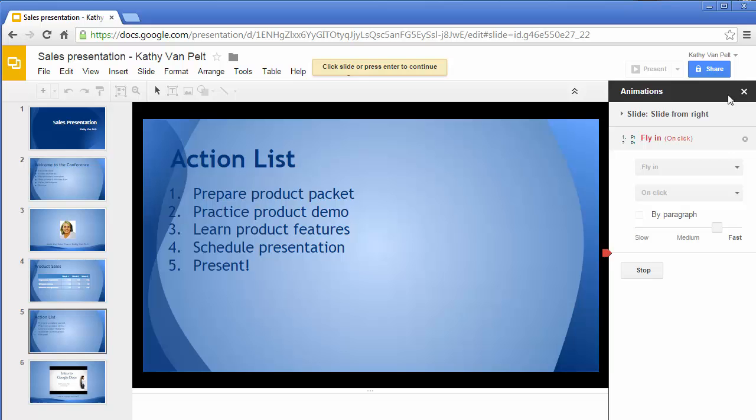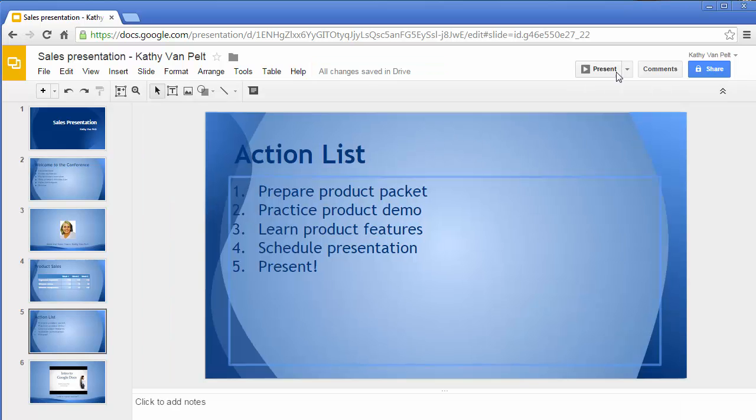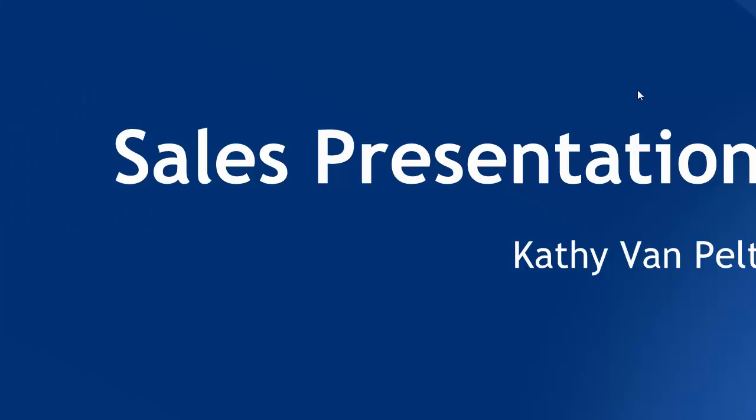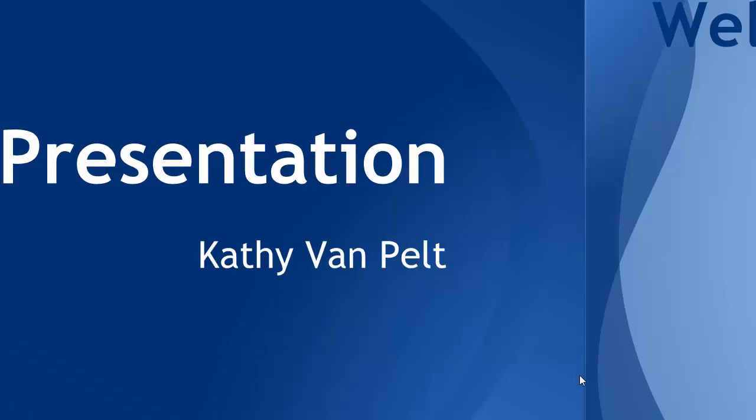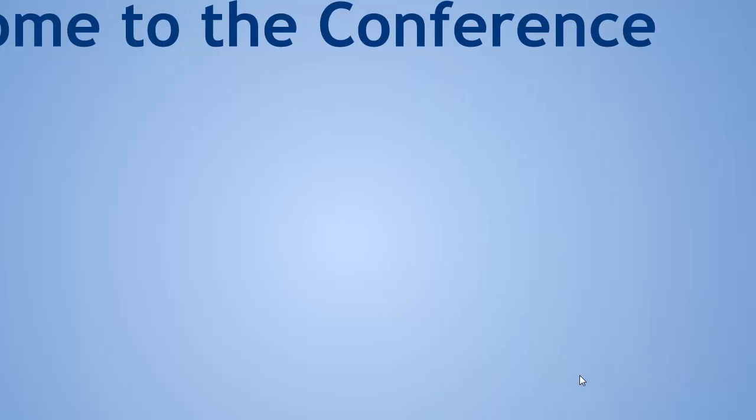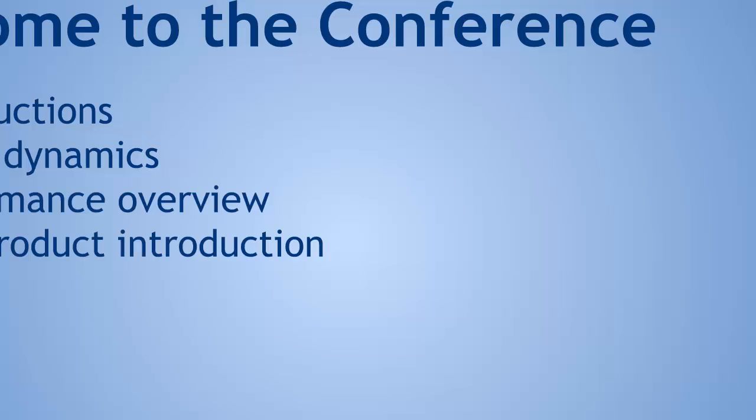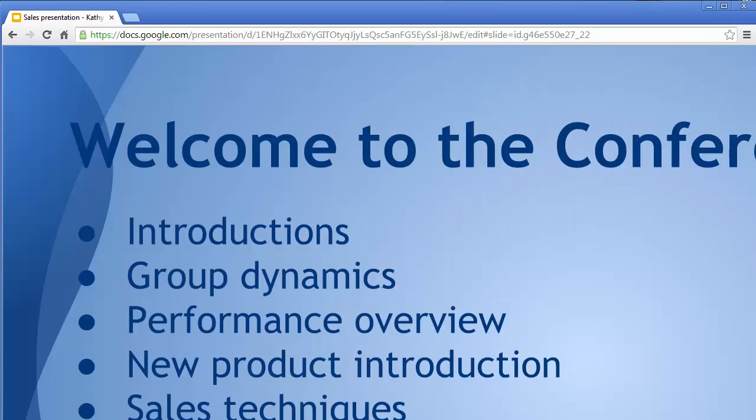I'm going to close this animations pane, and now we're going to run the presentation from the beginning. You can't see the whole presentation because the presentation is taking up all my screen space, and I'm not recording the whole monitor space. Okay, here's slide 2. Again, you can't see everything, and I'm clicking my mouse to play the animation. I'm going to stop this now.